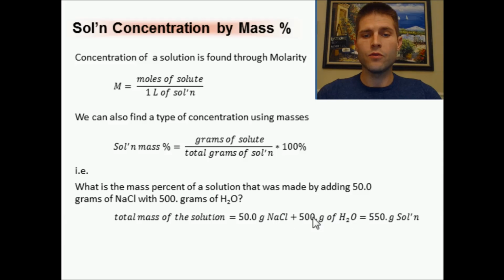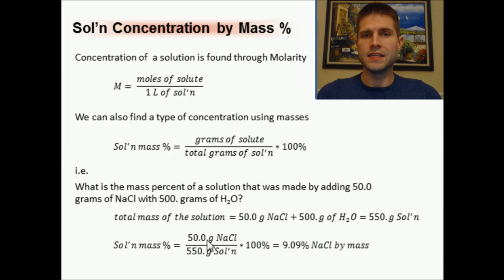This is easy to weigh out in a laboratory. So a lot of times you'll see solution concentrations in mass percent rather than in molarity when you're in a stock room. We can easily calculate the solution's mass percent by taking the mass of the solute, which is the 50 grams of sodium chloride, and then dividing by the total mass of the solution, 550 total grams of solution, times 100. That gives us a mass percent of 9.09% sodium chloride by mass.